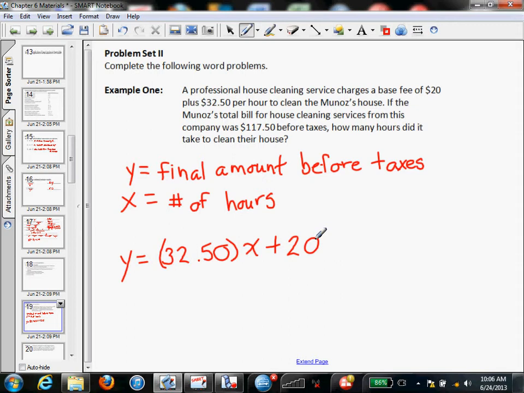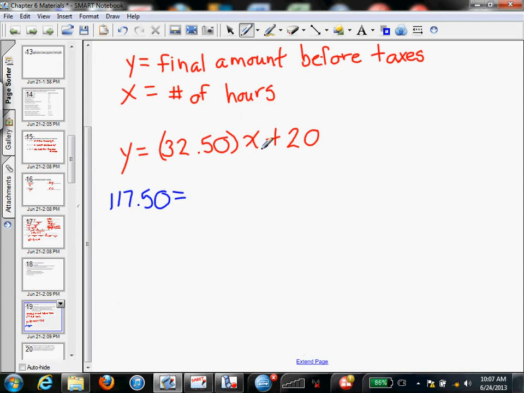Okay, now we have to see how many hours the service was there if we are billed $117.50 before taxes. So I'm going to change colors, and the amount before taxes will be $117.50. And for our purposes, we're solving for x, or the amount of hours we were there. So if we start using our rules to solve equations, we can subtract 20 on both sides to do the inverse operation.